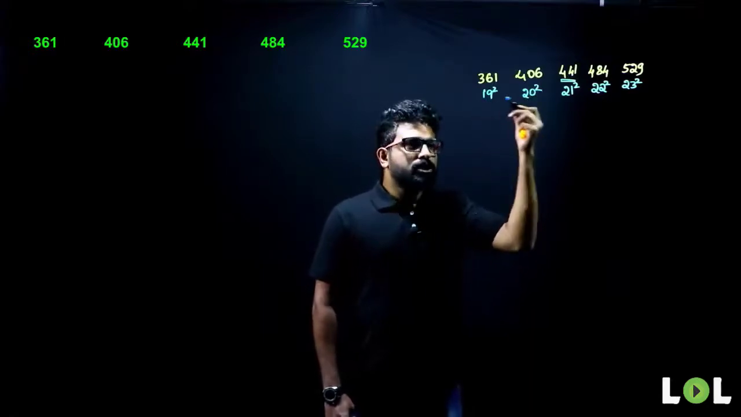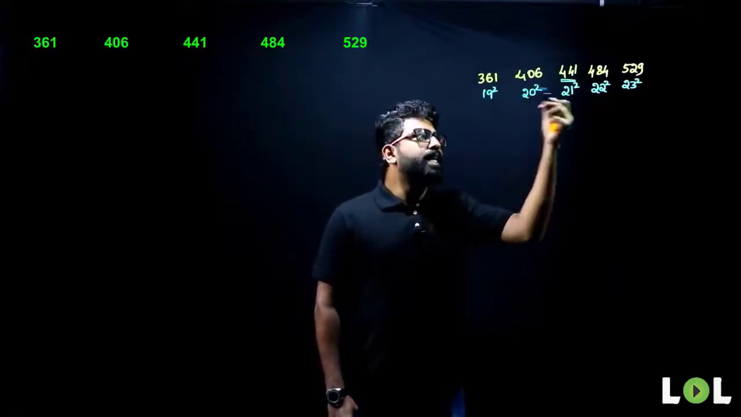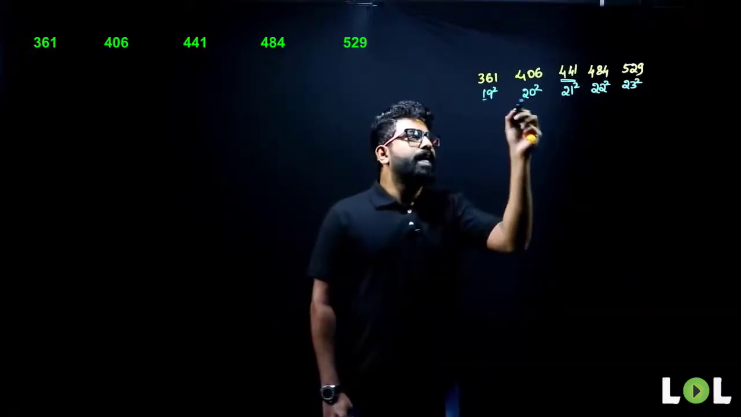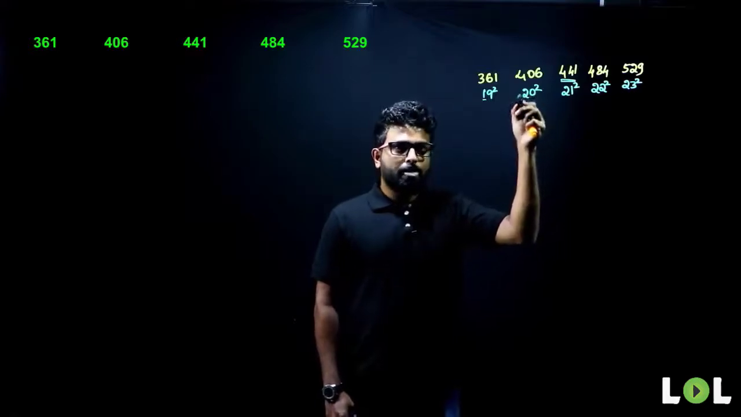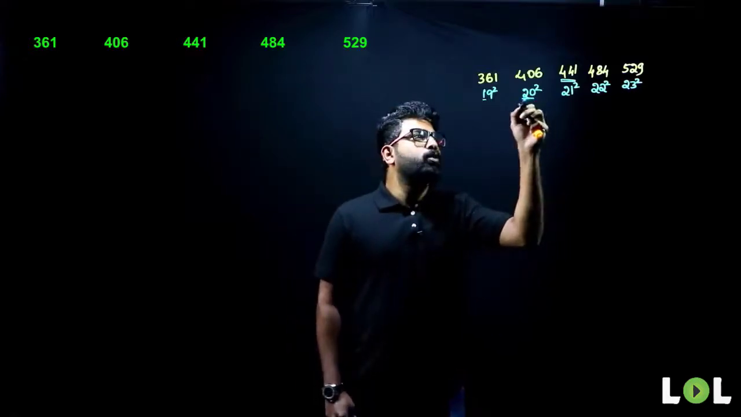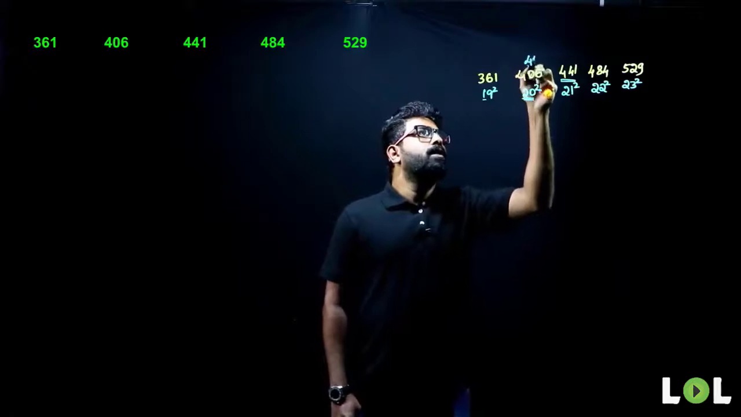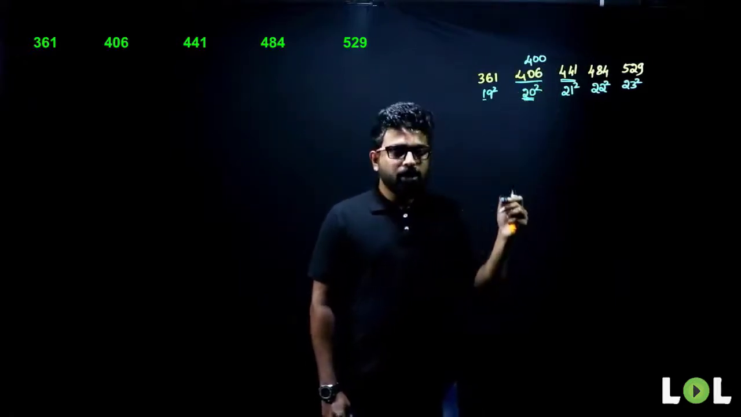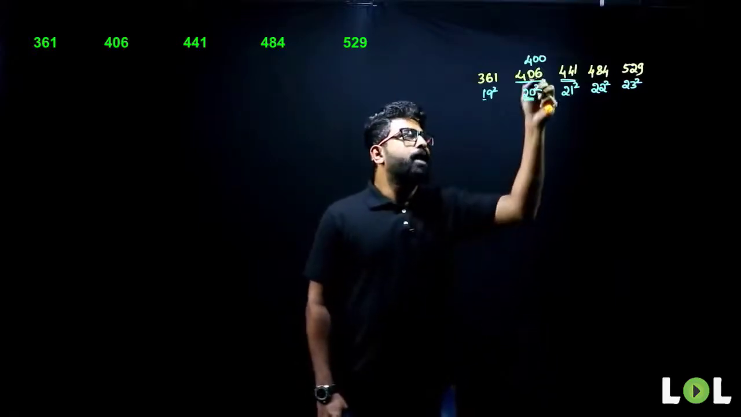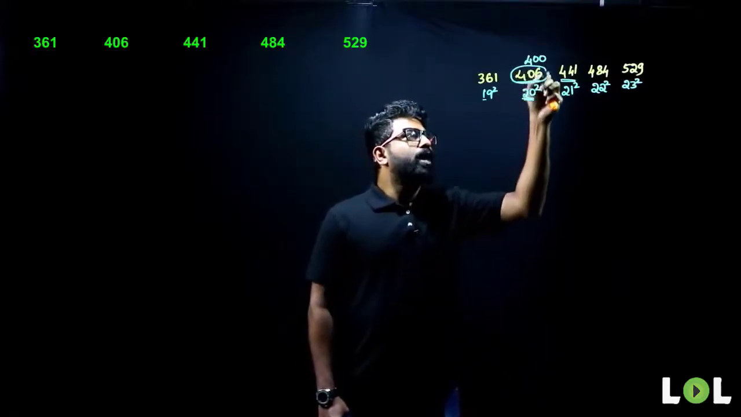So it will be squares of consecutive terms here. So 19 square, 20 square. What is the value of 20 square here? The value of 20 square would be 400. But what do I have here? I have 406. So which is my wrong term? My wrong term would be 406.